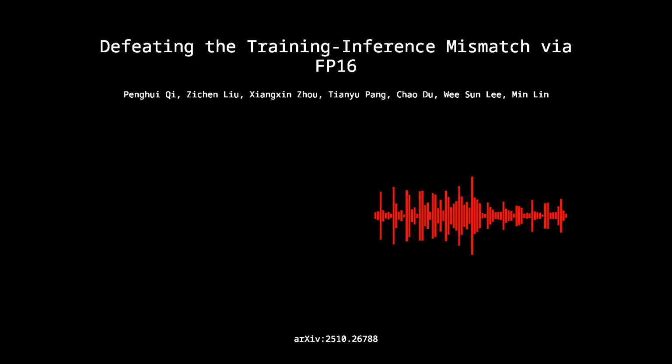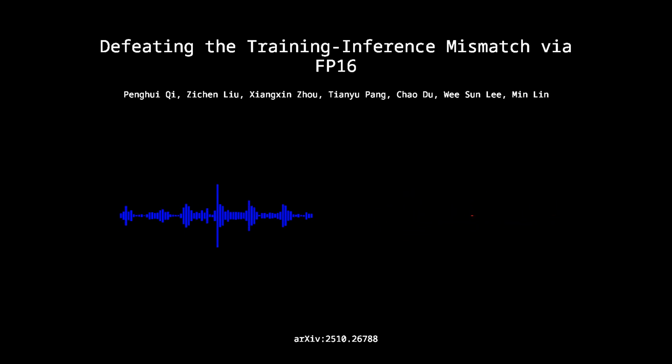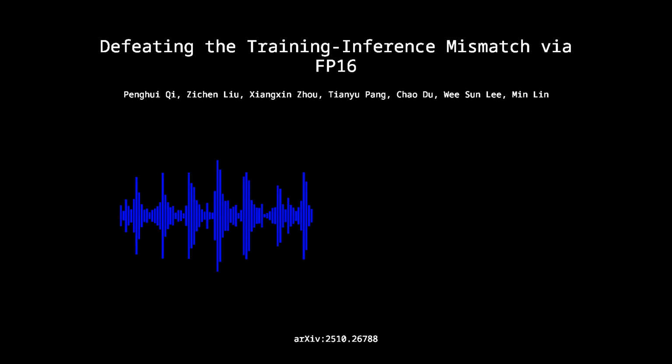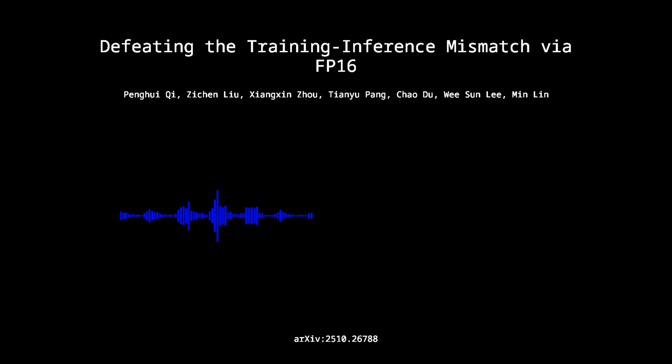As the sequence got longer, the mismatch got worse. Rapidly worse. A steep slope of negative 1.01. The errors just compounded fast. And FP16? Night and day.